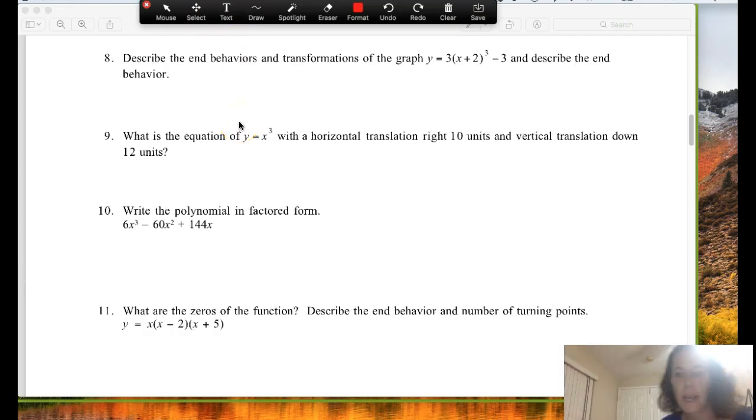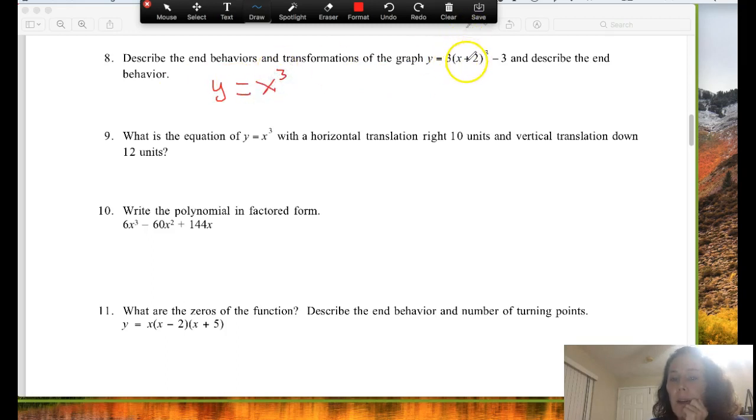Okay, number 8 doesn't actually make us graph it. It just says describe the end behaviors and transformations of this graph. Oh, I repeated that, sorry. So here's this graph. It looks like it's a basic cubic graph. So if I had y equals x cubed, okay.